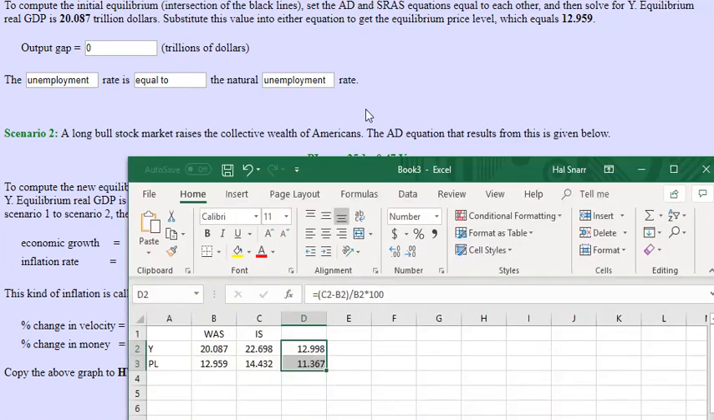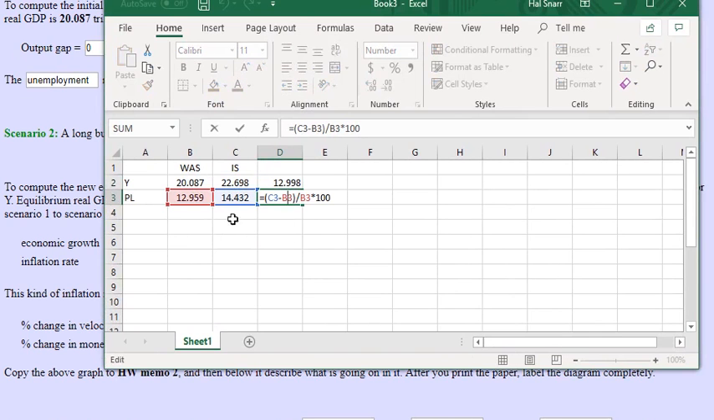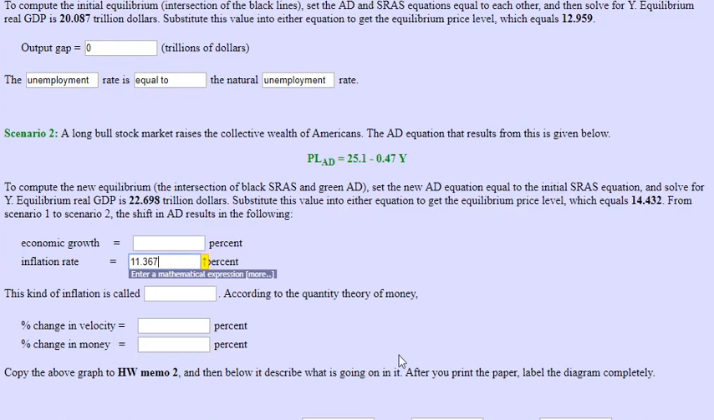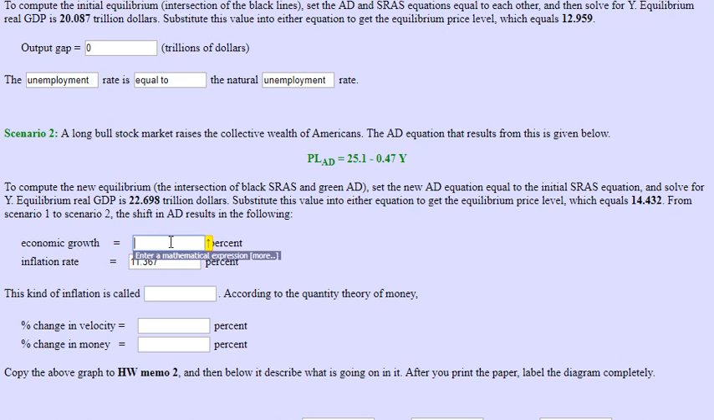Yeah, 3 decimal places. Okay. And I'll click on this to show you what we did here. So the inflation rate is what the price level is minus what the price level was, that difference divided by what the price level was, times 100 to convert it to a percent. So the inflation rate in scenario 2 from scenario 1 is 11.367%. The economic growth rate is 12.998%.